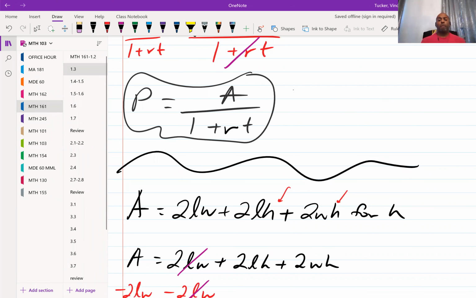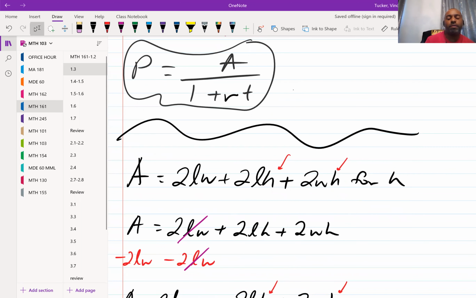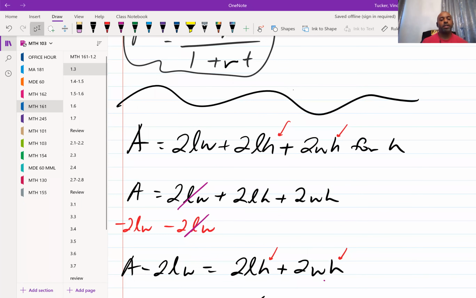All right. So the goal is to get H by itself. What we want to do is get all of our terms without H to one side of the equation and all of our terms with H on the same side of the equation. So these 2 terms have H in them. We want to leave those on one side and we subtract 2LW to the other side. And that gives us A minus 2LW equal to 2LH plus 2WH.